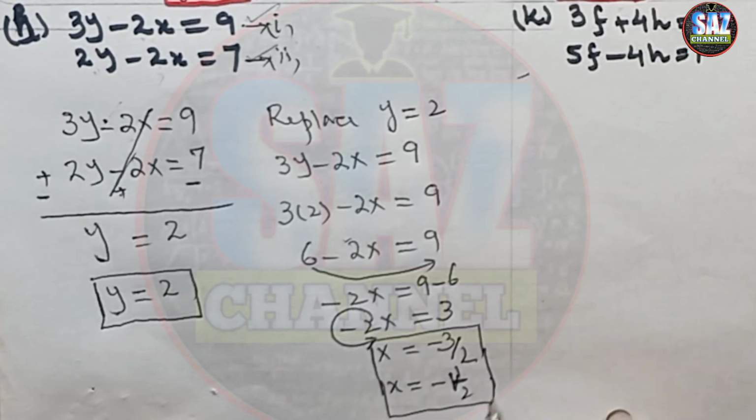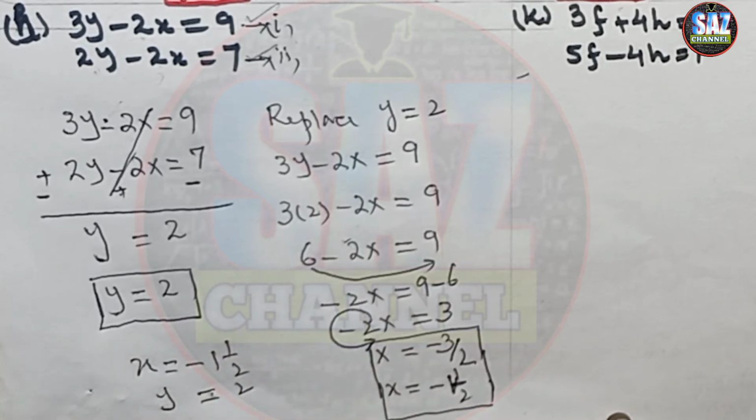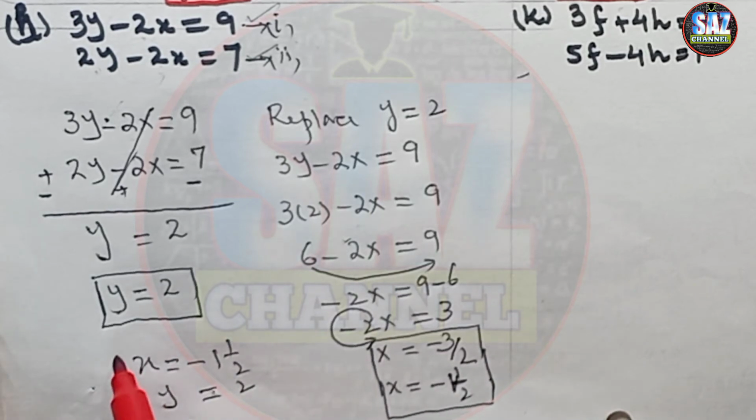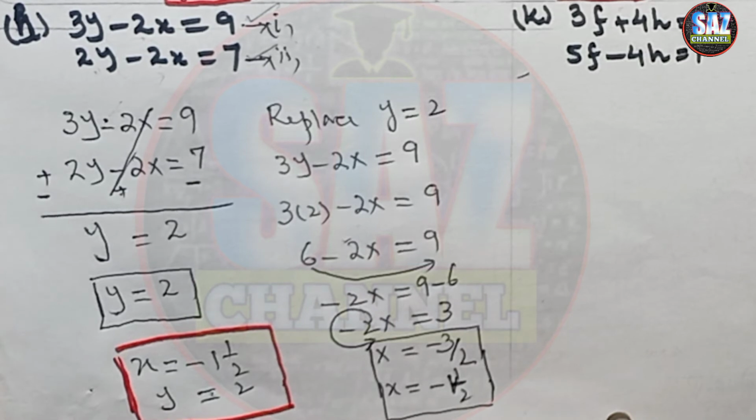I hope you are clear about this question. Let me write the solution here separately. x equals minus 1 whole 1 by 2 and y equals 2. And let me block the answer as well. Okay, I hope we can move now to the next part of the question.